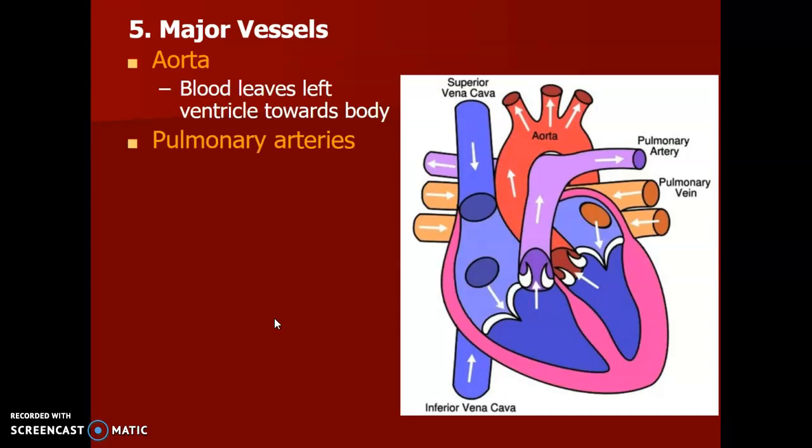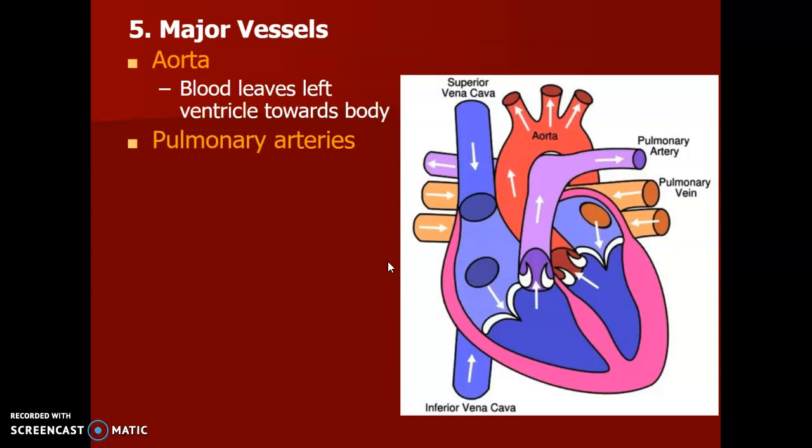Major blood vessels. First you have the aorta. Blood leaves the left ventricle and goes out to all the parts of the body through the aorta, high in oxygen. That left side has red blood that's high in oxygen.